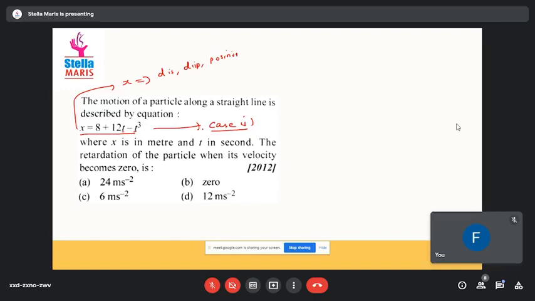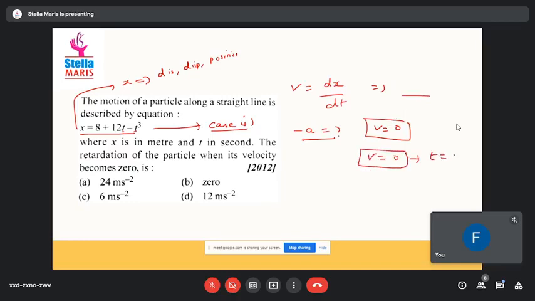So now you have to find out the retardation. I'll tell you the concept. They're asking what will be the retardation, that is minus a value, when velocity is equal to 0. First, you have to find out velocity. What is velocity? dx by dt. Find that value and assign it to 0. Then you find out the time value, and then you find out acceleration.